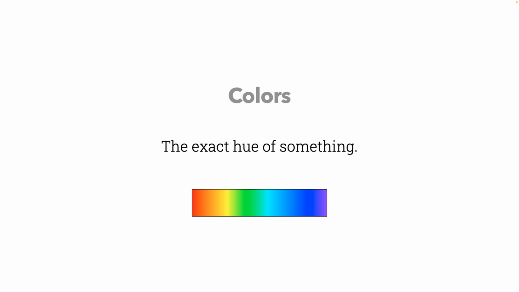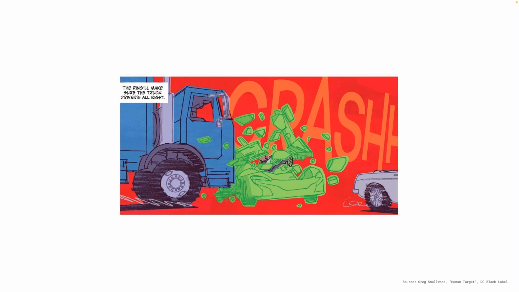In case you don't know what color is, color refers to a specific hue of an element on the page. We can see here how color is being employed to great effect. By using the complementary colors of red and green, it really helps to center the reader's attention on the shattering green car in the middle of this panel. And by contrast, the word crash is done in orange, which keeps that sound effect less prominent than the punchy action happening in the foreground.